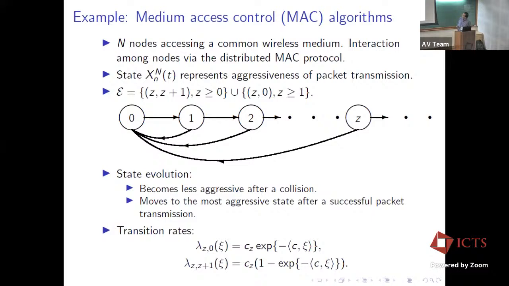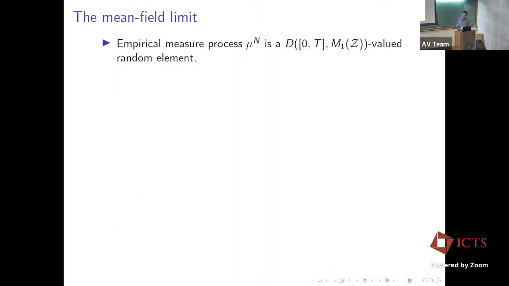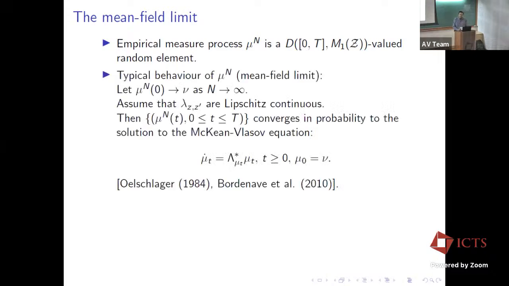Okay, so that's where I come from, but we'll go to the more general one. So the empirical measure process itself is a path in this space, and it's basically a random element in that particular space. Let's look at a typical element here. So as n becomes large, what do we expect in this system? And that's the mean field limit.